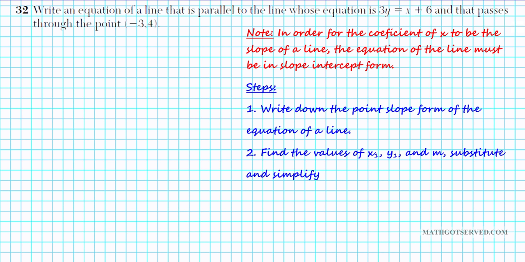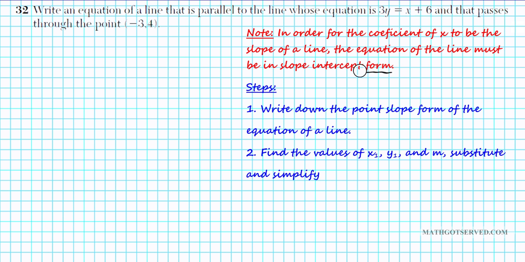Now, one thing you want to note is that in order for the coefficient of x to be the slope of the line, the equation of the line must be in slope-intercept form first, okay? So don't be in a haste to determine the slope without considering what form the equation is. So for example, in this problem, 3y equals x plus 6, this is not slope-intercept form. So in order to determine the slope, you can't just say, oh, the slope is 1 because the coefficient of x is 1 here. That's inaccurate. You have to make sure that it's in slope-intercept form first before you determine the value of the slope.